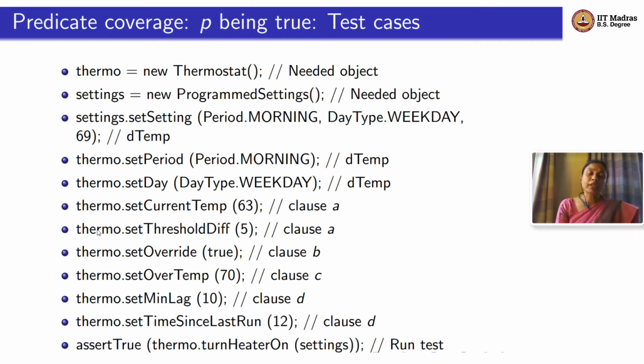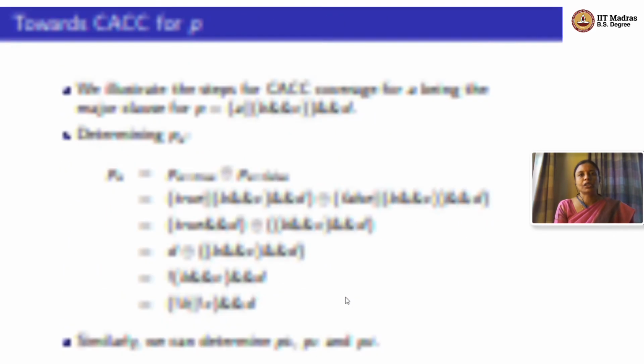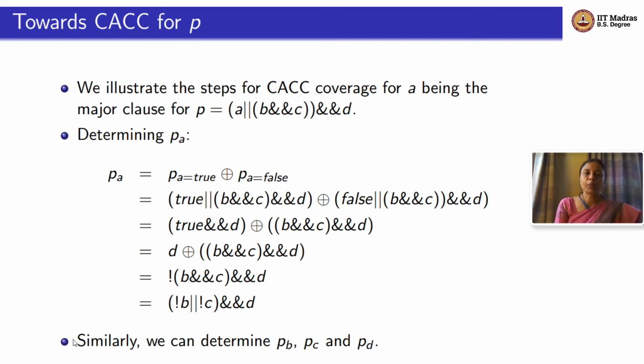But let's move on. And for the same predicate P, this predicate P, A or B and C and D, let's do clause coverage. Okay, CACC for P. So the same thing. You remember last time we have to determine PA. So set A to be true, XOR with set A to be false, substitute and simplify. So in the predicate P, set A to be true.